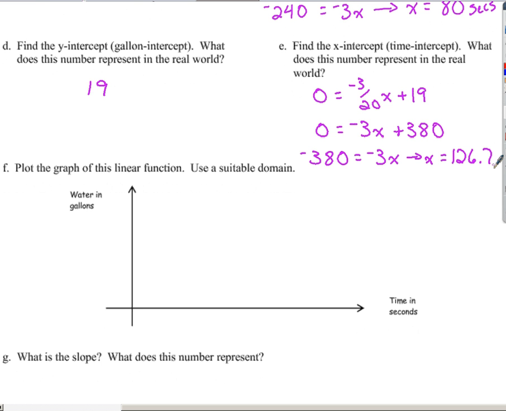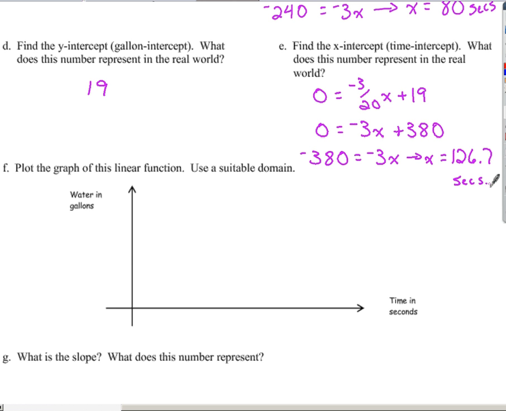The thing is, x is going to be in seconds. So what does this number represent in the real world? Any ideas? Okay, so that's the time that it took for the tub to drain. And since that's in seconds, it took the tub a little over 2 minutes to drain, right?